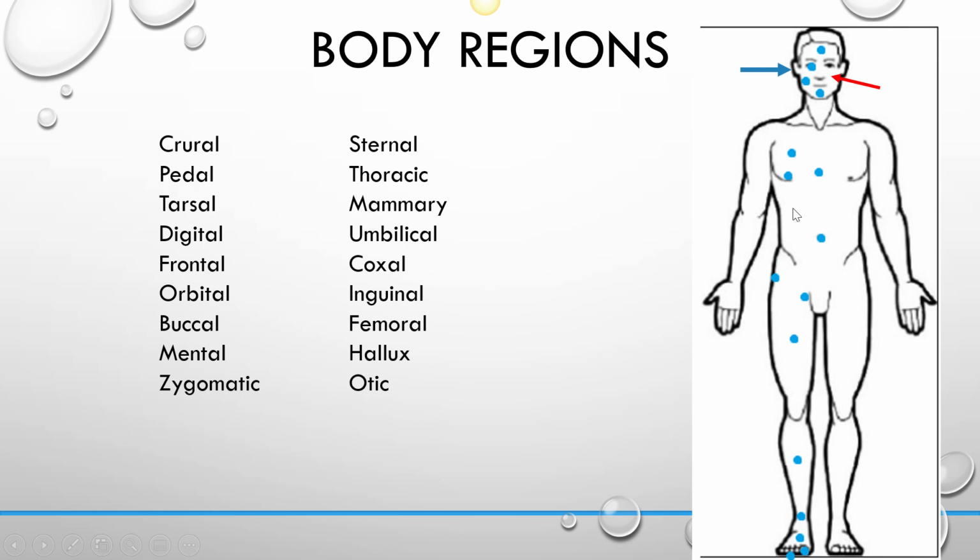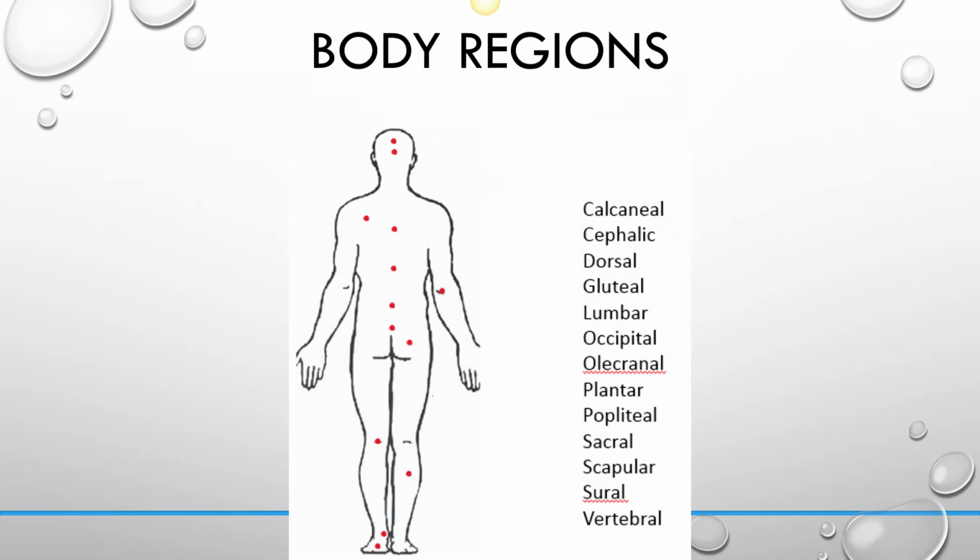Inguinal is talking about the region right where the pelvis meets the abdomen. So this inguinal region is this lower region here. Femoral is the upper thigh. Hallux is the big toe. And otic is the ear. On the back side of the body, we have calcaneal, which is the heel. Cephalic is talking about the back of the head. Dorsal is referring to the back. Gluteal is the butt. Lumbar is the lower back. Occipital is also the back of the skull.